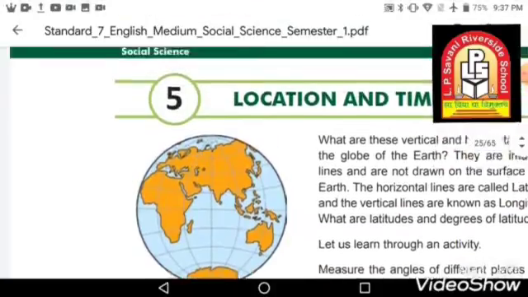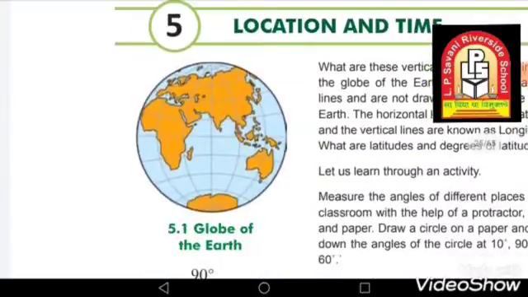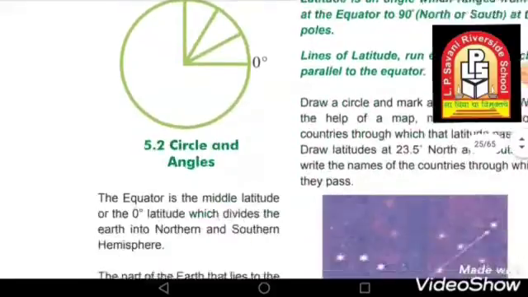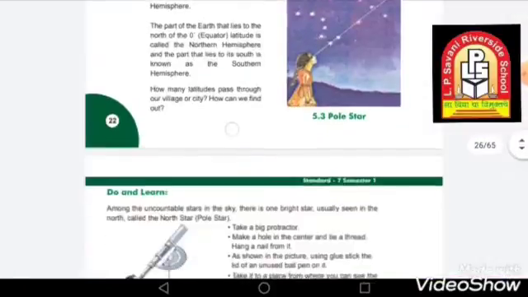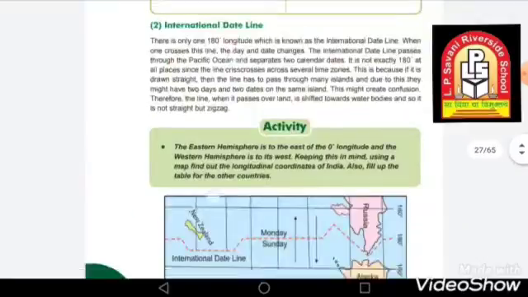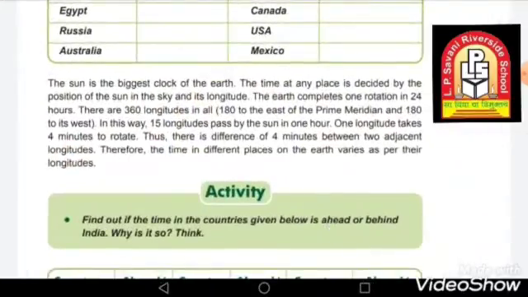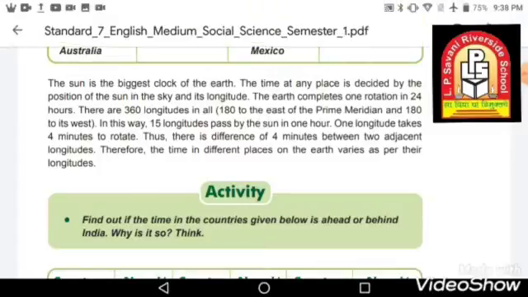That 180 line is our international date line. So from here it is 180 and here it is 180, right? That makes a complete 360 degree circle. So there are 360 longitudes in our whole globe: 180 degrees to the east of the prime meridian and 180 to the west of the prime meridian, right?